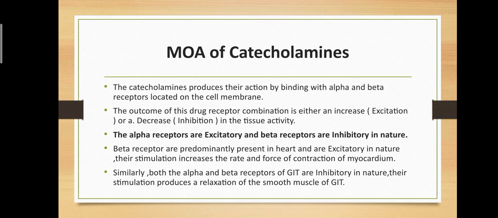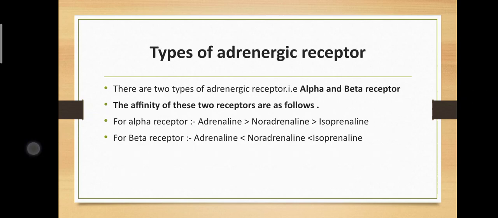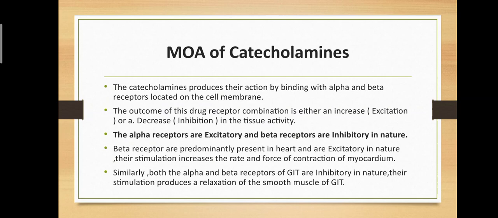Mechanism of action of catecholamines. The catecholamines produce their action by binding with alpha and beta receptors located on the cell membrane. The outcome of this drug-receptor combination is either an increase, meaning excitation, or a decrease, meaning inhibition, in the tissue activity. The alpha receptors are excitatory and beta receptors are inhibitory in nature.